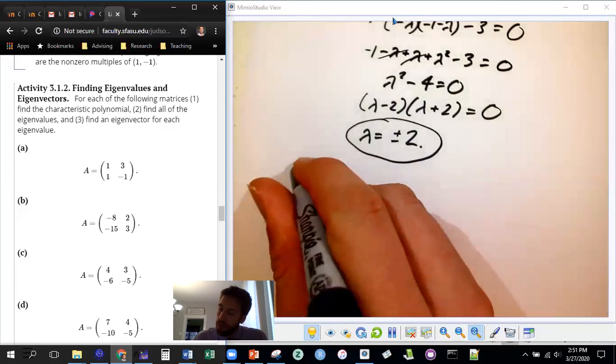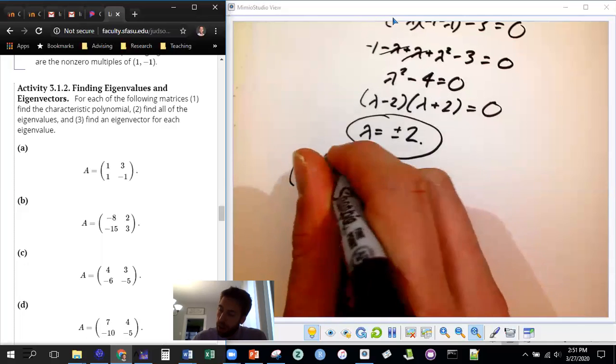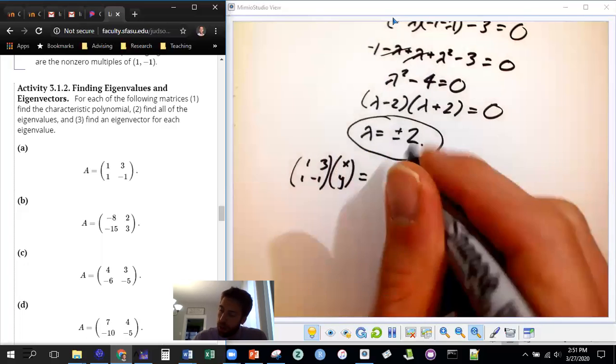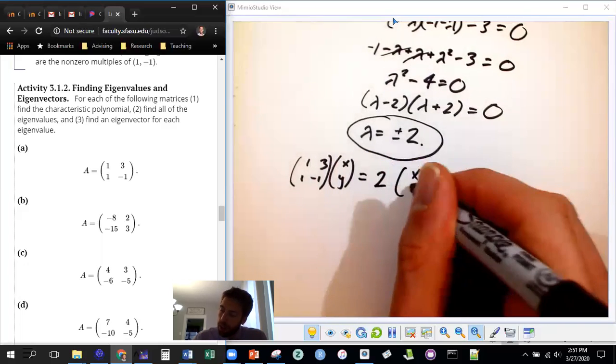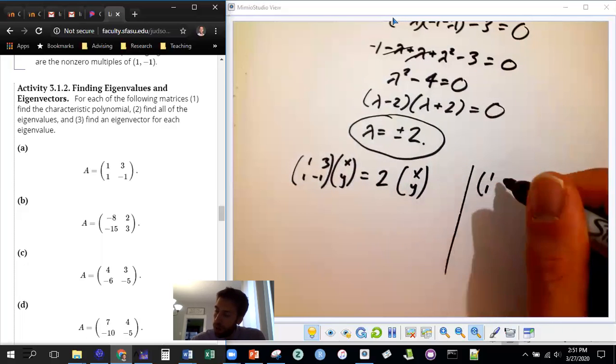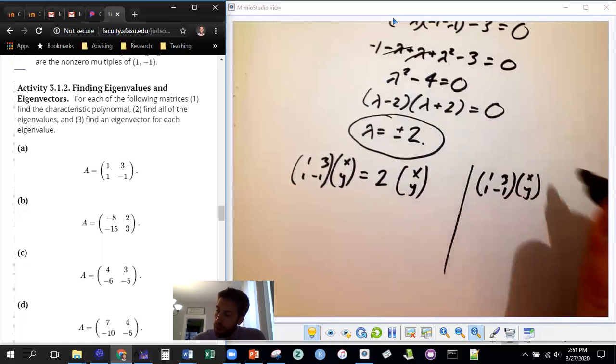So what I need is [1, 3; 1, -1] times some vector equals 2 times that vector. And then I also need to do it for the other eigenvalue: [1, 3; 1, -1] times (x, y) equals negative 2 times (x, y).